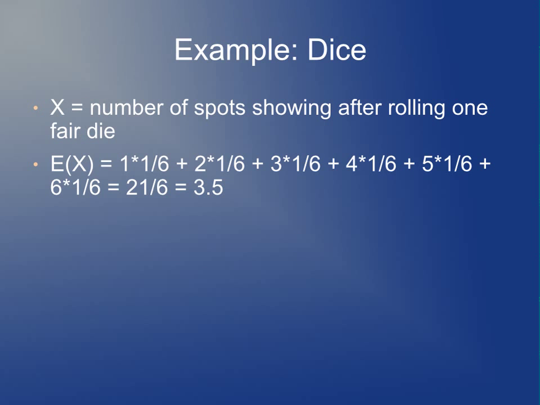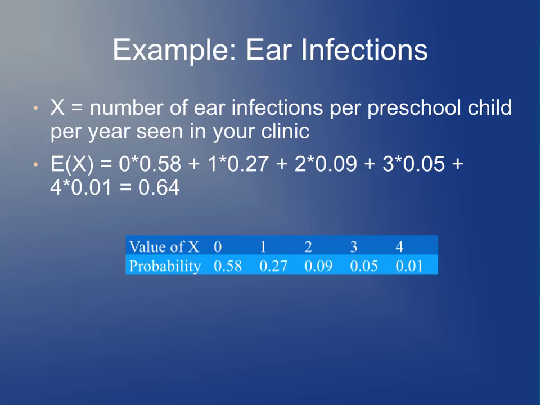Simple example: say you roll one fair die, count the number of dots, and the expected value is 1 times the probability of rolling a 1, which is 1/6, plus 2 times the probability of rolling a 2, which is 1/6, etc. The probabilities of all of them are 1/6, so the expected value is 21 divided by 6, which is equal to 3.5.